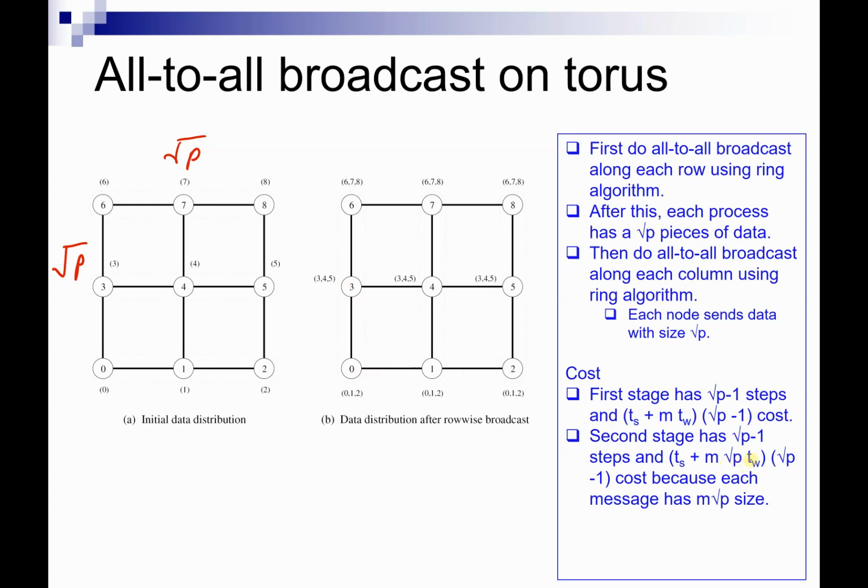To do the broadcast, since you're broadcasting on the column and there are root p nodes on the column, the number of steps is root p minus 1 times the amount of time for each send, which is m times root p times tw. Then you multiply everything out and simplify, and you get that the overall broadcast time is something like m times tw times p minus 1, plus this other term over here.